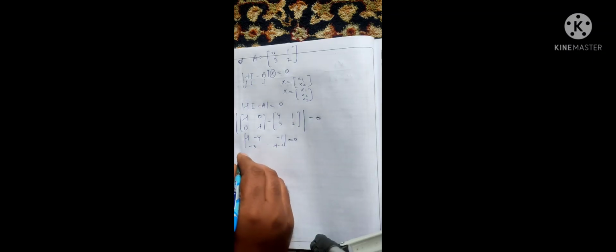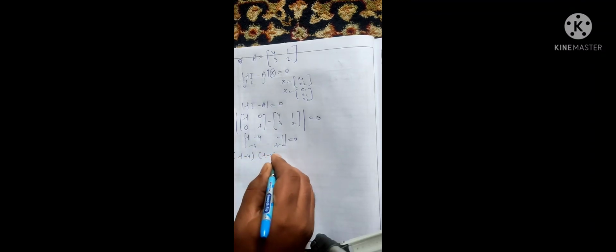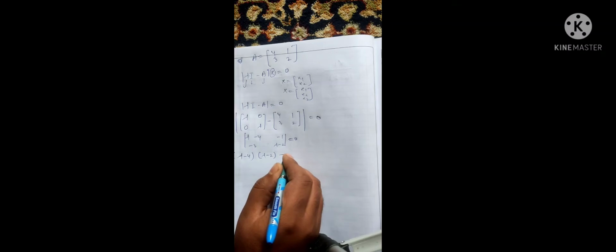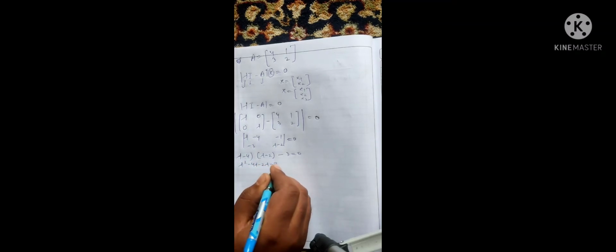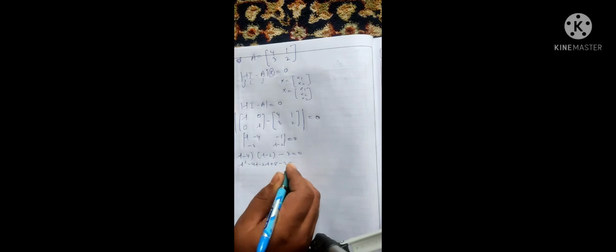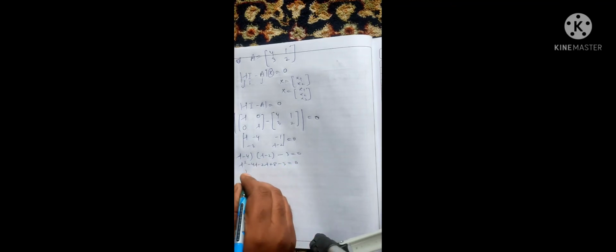Now for a 2 cross 2 matrix, you know how to find its determinant. Let's do that. So lambda minus 4 into lambda minus 2, minus 3 into 1, that is 3, is equal to 0. So lambda square minus 4 lambda minus 2 lambda plus 8 minus 3 is equal to 0. So lambda square minus 6 lambda plus 5 is equal to 0. So this is our characteristic equation.